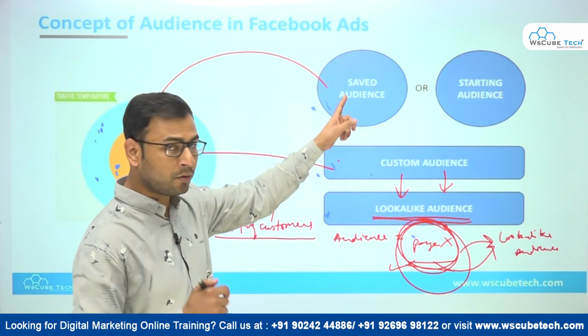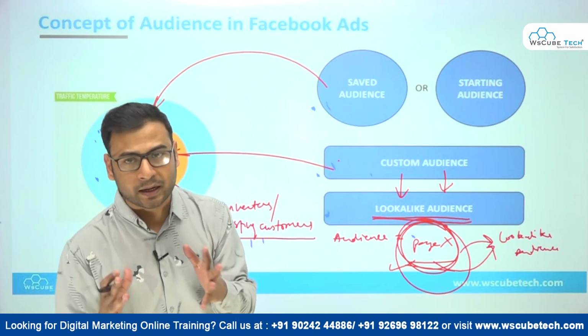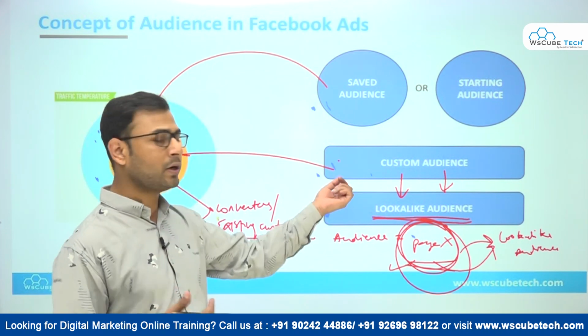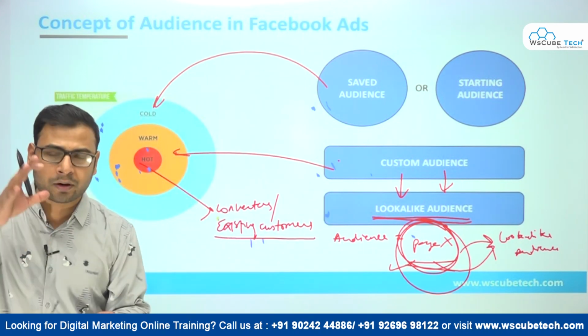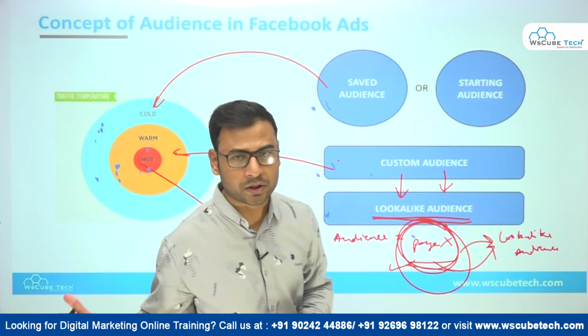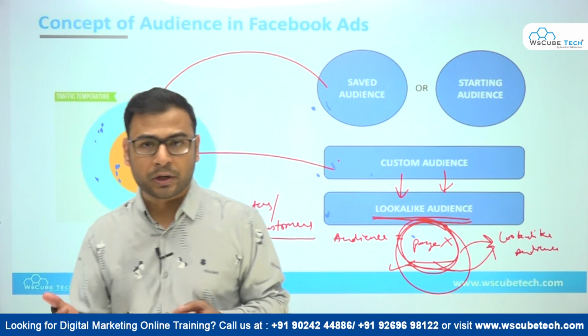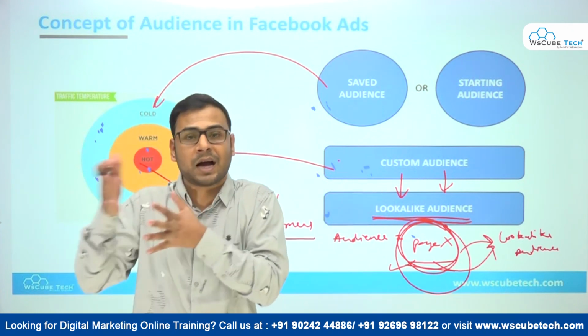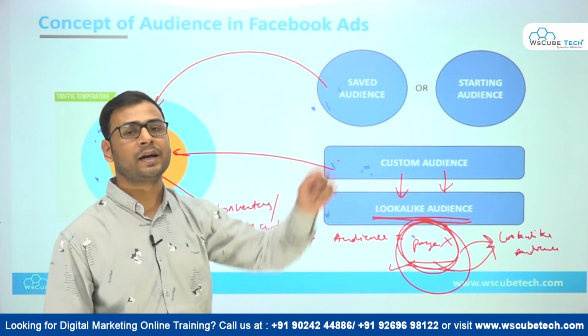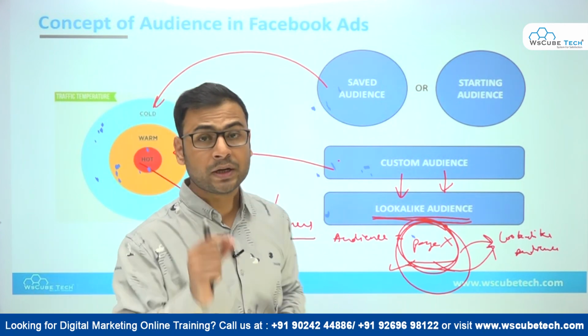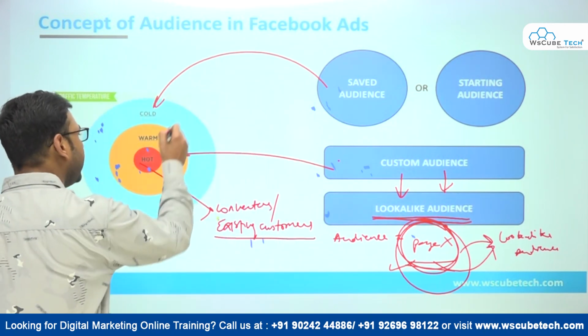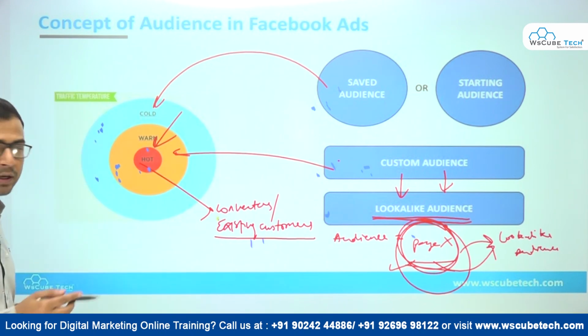Like, you created a custom audience of the people who visited your product page but actually did not purchase, right? So that is basically the custom audience. Now the chances of conversion of this particular audience, which is the custom audience, is higher than the one which was in the saved audience, right? So the chances of conversion increase as you go from here to here, and the chances of conversion decrease as you move this side. So this is how the concept of audiences works in Facebook ads.